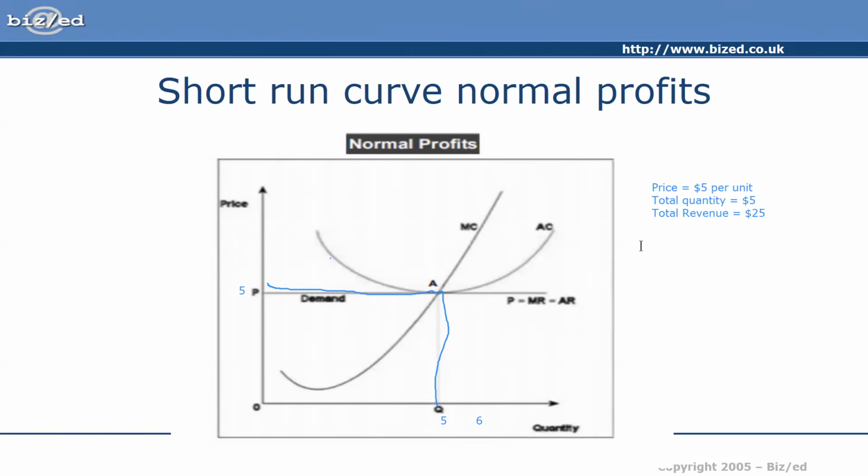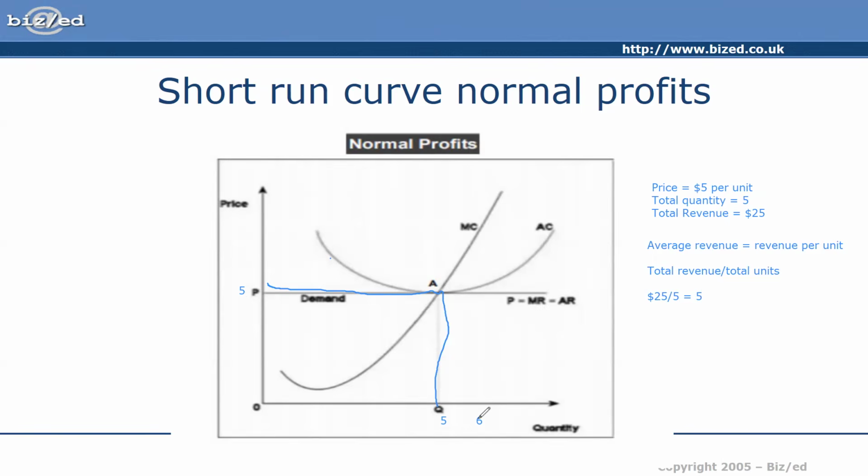Average revenue is revenue per unit. So that will be total revenue divided by total units. The total revenue is 25, and the total quantity is how much? 5. 25 divided by 5 is how much? 5. Right? So we know the average revenue is indeed 5.